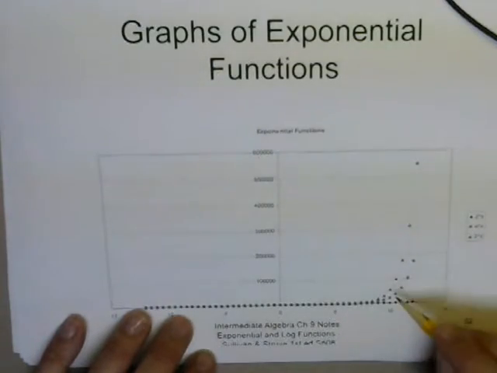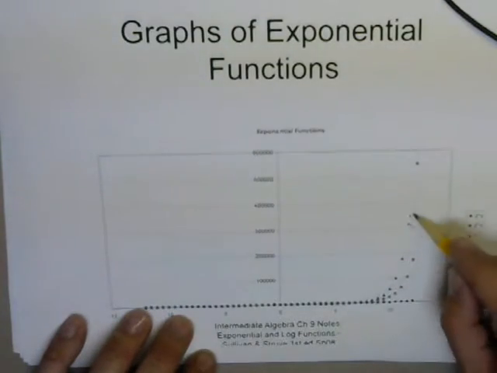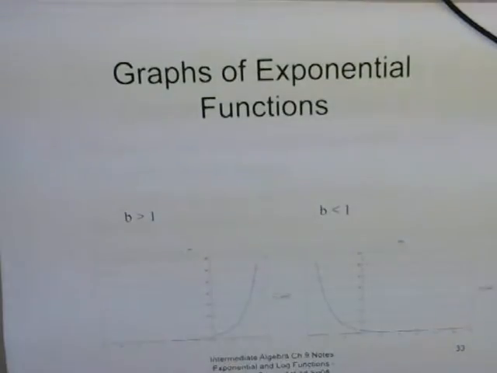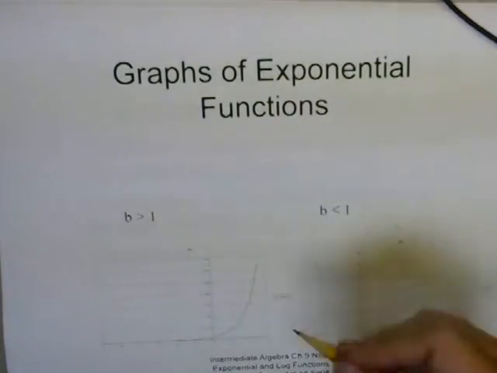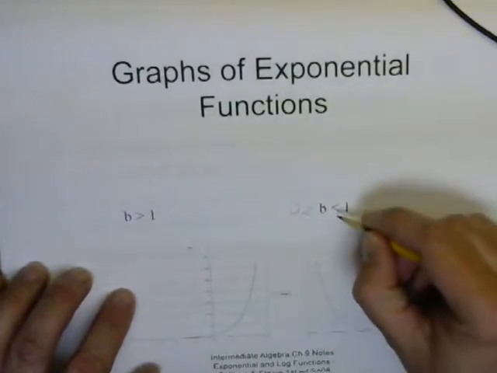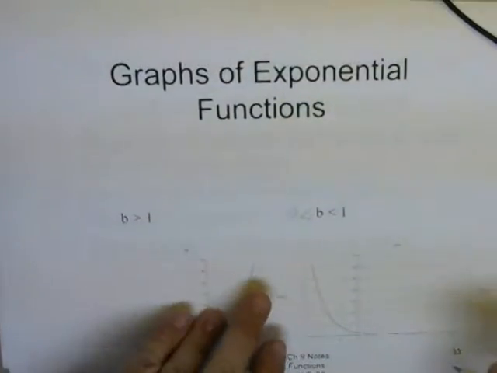So again, you can see the shape is a little bit different, but they all kind of have the same basic shape. They start to kind of go like that. And then as I mentioned earlier, if the base is greater than 1, it'll go like that. And if the base is between 0 and 1, it'll go like that.